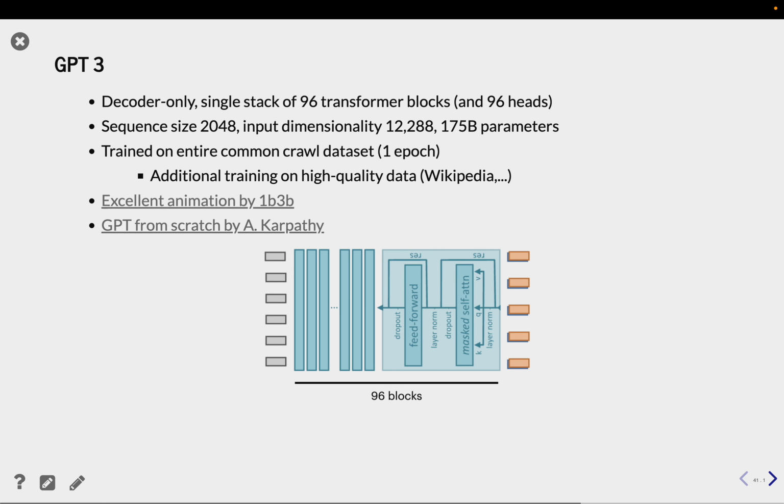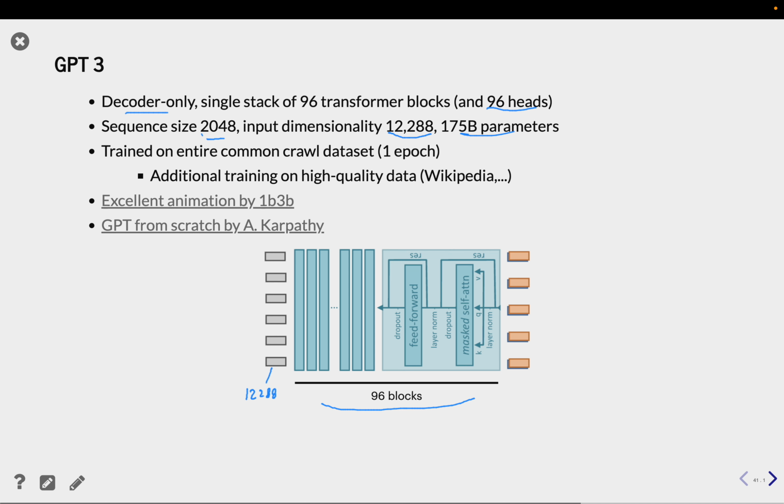Another very, very famous one is GPT-3. That's the latest one in the GPT family where we actually know the architecture. This is a decoder-only architecture. It has a stack of 96 transformer blocks. Each block also has 96 heads, a sequence length of 2000, and an input dimensionality of 12,288. So every input token has a length of 12,288. In total it has 175 billion parameters.